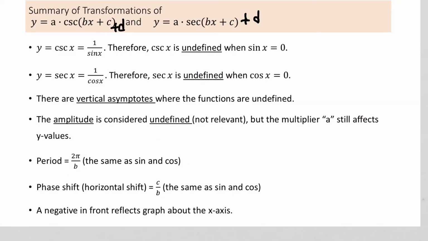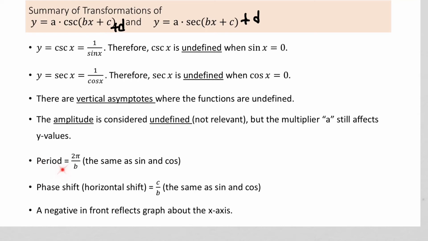So a lot of times you'll hear it said that the amplitude is considered to be undefined, or in some books you'll see it just, it's not relevant. So if you're asked whether you have an amplitude for a cosecant or a secant graph, you're going to say it's undefined or it's not relevant. But the multiplier A, the coefficient here in front, does still affect the y values of the graph. It's just not considered an amplitude.